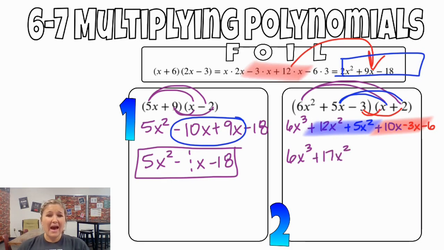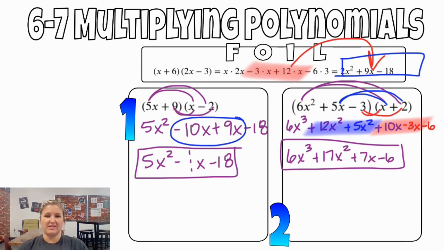So remember, when I'm adding, I'm not going to add those exponents. Okay, they just stay the same. And then I have a 10x minus 3x, which is going to be a positive 7x, so plus 7x. And then I should have a minus 6. There's nothing that can get with that. So here is going to be my product there.